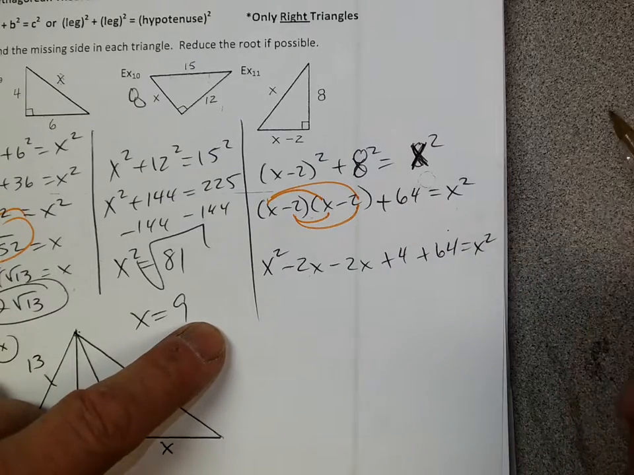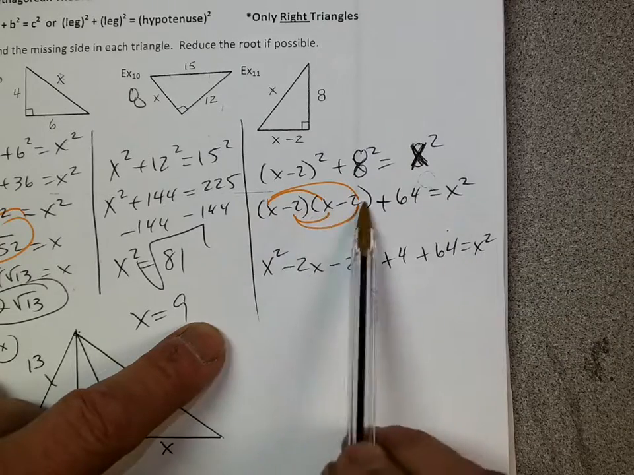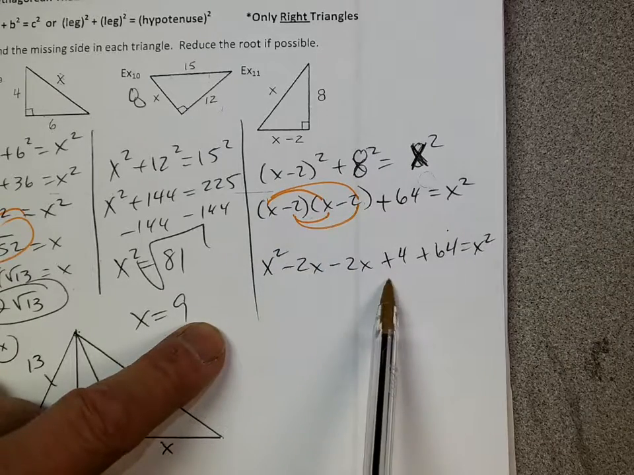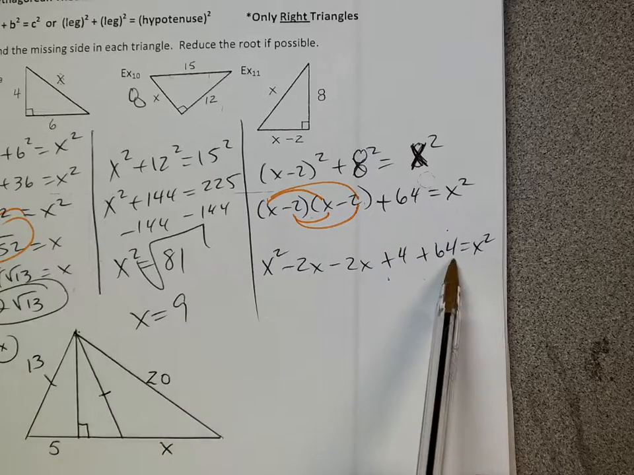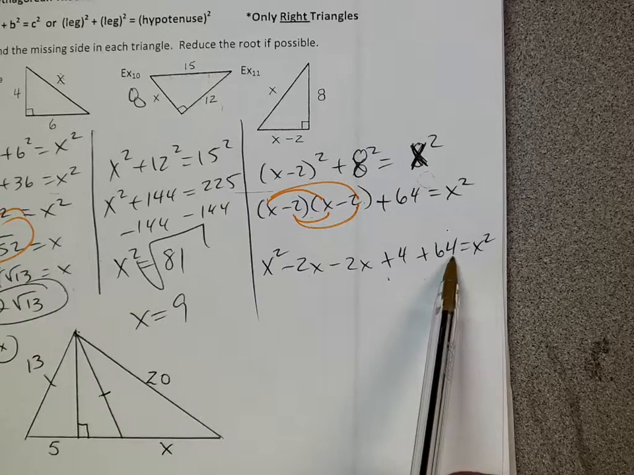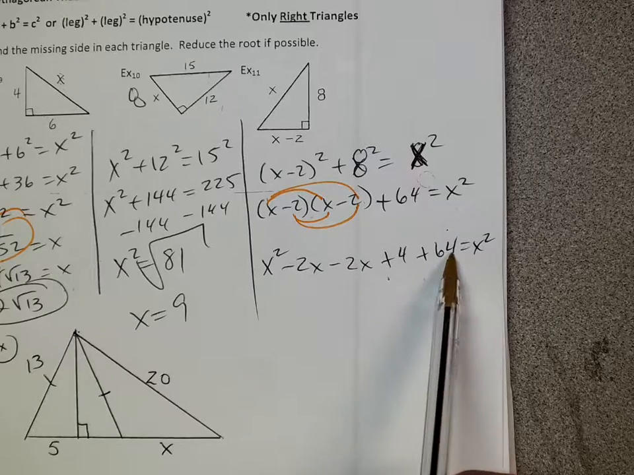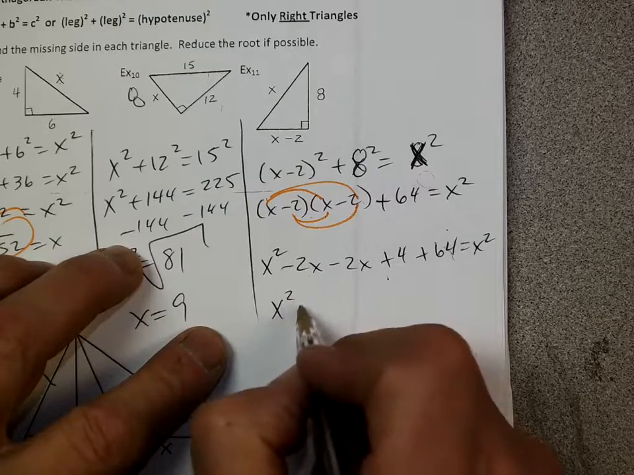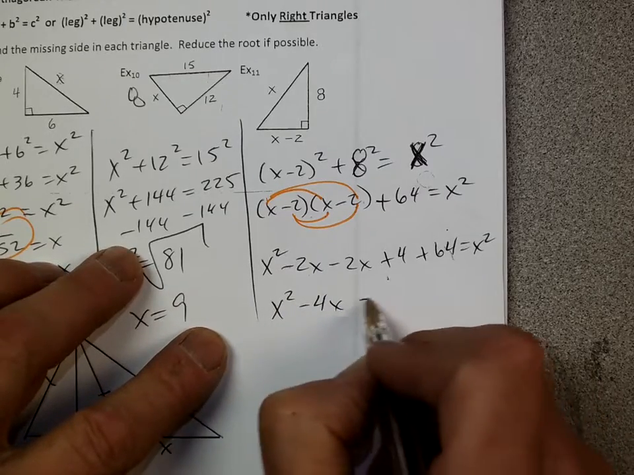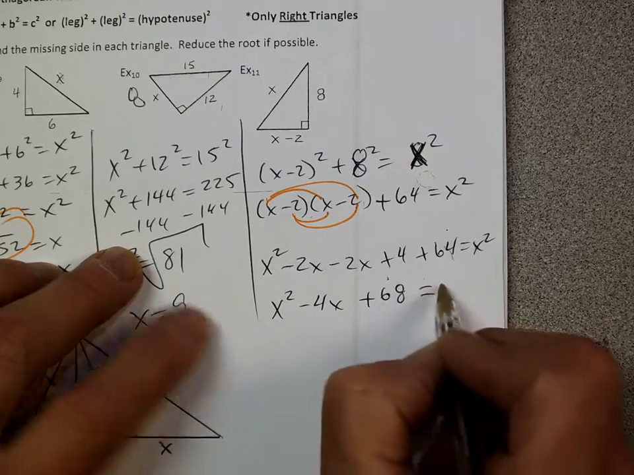Am I going slowly enough? Okay. x squared minus 2x plus 4, then plus the 64 plus x squared. Thumbs up so far? Okay. Nate, you good? You caught up? Yeah. Now let's see what we've got. I'm going to have an x squared minus a 4x plus a 68 equals an x squared. Okay?